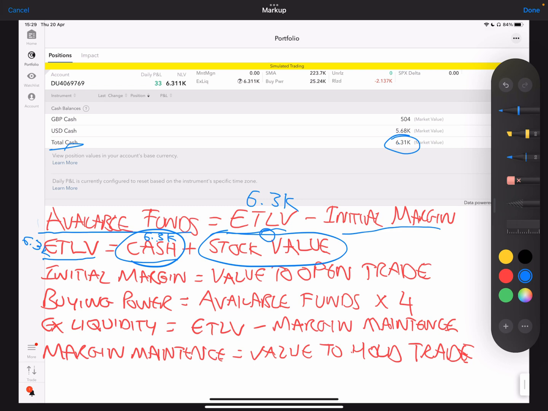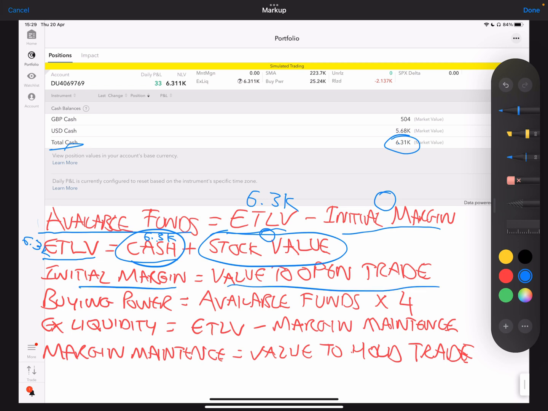Now we need to understand what is our initial margin and what does that mean. Our initial margin means the margin required to open a new position. Now that is basically the amount of money you need in your account to be able to open a brand new position. Now, because we have no positions in our portfolio, we know that our initial margin is 0. So our available funds equals 6.3k because it's our equity to loan value minus our initial margin, which is 0. And therefore we have 6.3k of available funds.